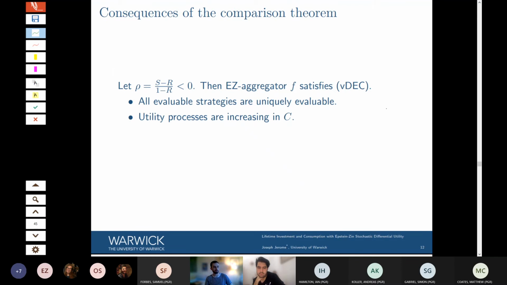So a couple of consequences of this. We'll consider the Epstein-Zin aggregator with rho less than 0. So we've got this decreasing in V condition. And the first is that all evaluable strategies are uniquely evaluable. And you can see this by the fact that a utility process is both a subsolution and a supersolution. So you use the comparison theorem twice, you assume you have two, and you find that they're actually equal to each other. The second is that utility processes are increasing in C. So this is, again, a nice property that we want.